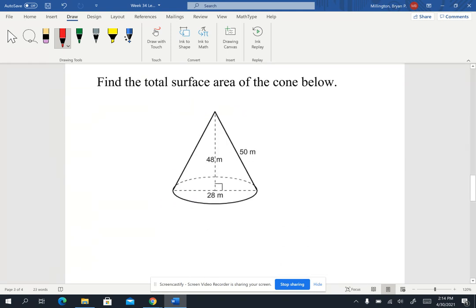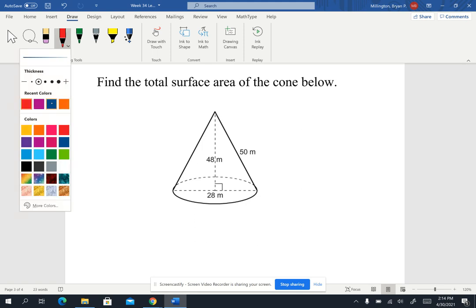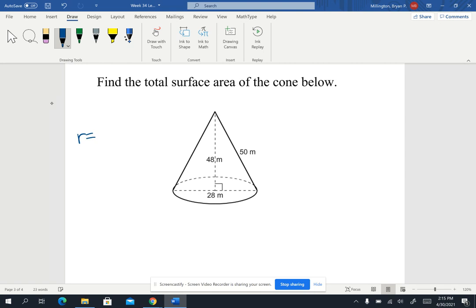Find the total surface area of the cone below. Go ahead, take a second and sketch out this diagram and then do an RDCA. Remember, anytime there's a circle, you want to do an RDCA. So go ahead and do that, pause it, and then unpause it once you've sketched this out and done your RDCA. All right, welcome back. Check out my RDCA.